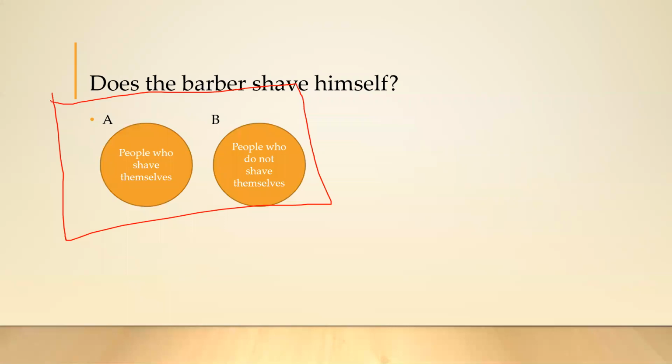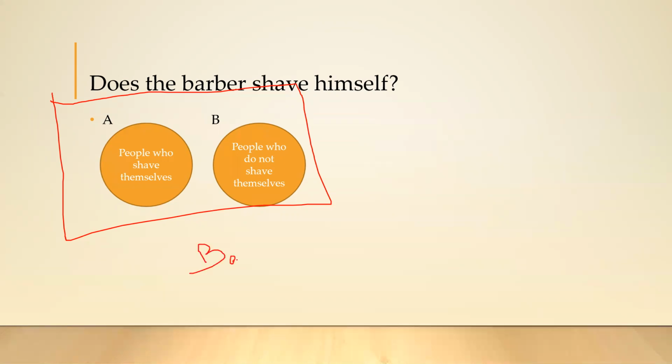And then I have two sets of people in the village. I've only got two sets of people. One is the people who shave themselves, and one is the people who do not shave themselves. These are the two categories of people I have. And of course, they are disjoint sets. I cannot do a union, I cannot intersect them in any way because they are individual sets. One is people who shave themselves, and the other is people who do not shave themselves.